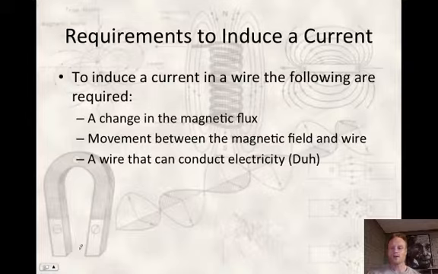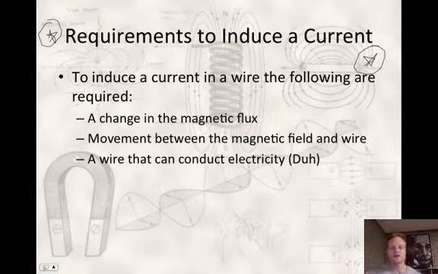What are the requirements to induce a current in a wire? Well, this is kind of an important slide. This is something that you guys need to know for the final exam. The requirement to induce a current in a wire is a change in the magnetic flux. Basically, causing the magnet to move relative to the wire will cause the magnetic flux to change.